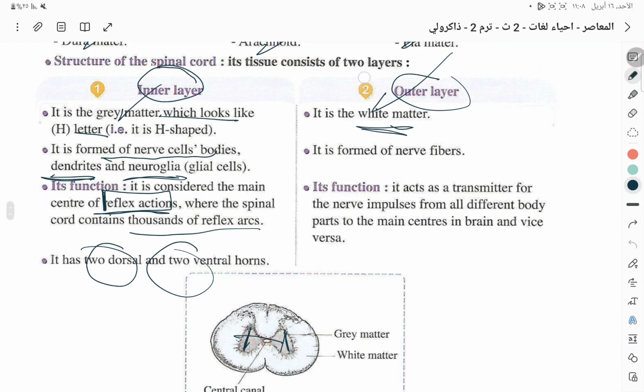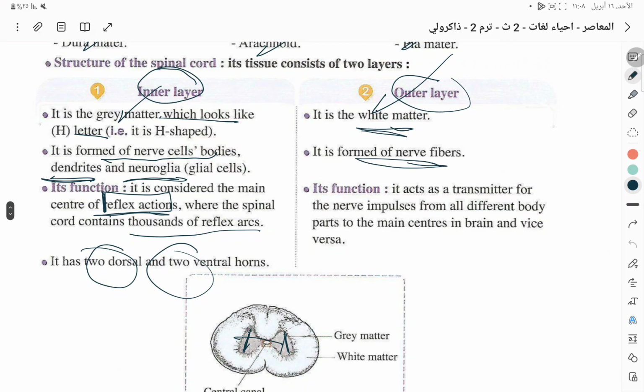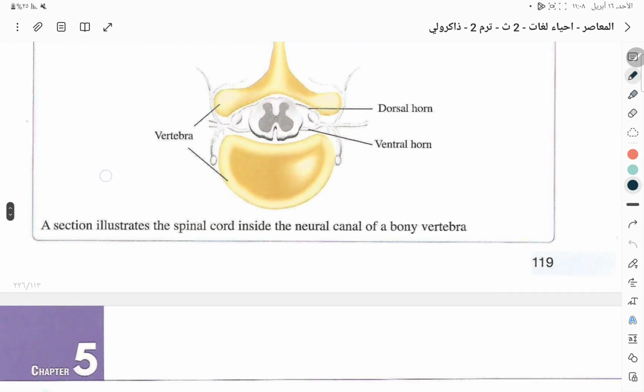The outer layer is white matter. It is formed of nerve fibers only. Its function is to transmit nerve impulses to and from different parts of the body.